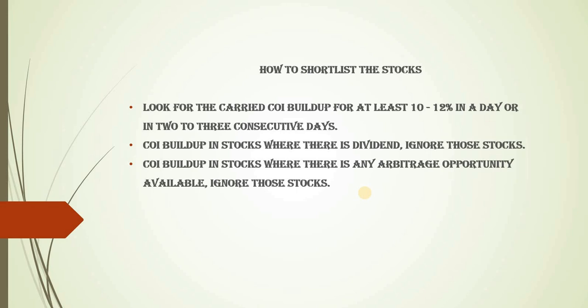Second, COI buildup in stocks where there is a dividend, ignore those stocks. Third, COI buildup in stocks where there is any arbitrage opportunity available, ignore those stocks. An arbitrage opportunity can be like if there is a good difference between cash price and future price, or maybe any other kind of arbitrage opportunity, then we will ignore that stock.